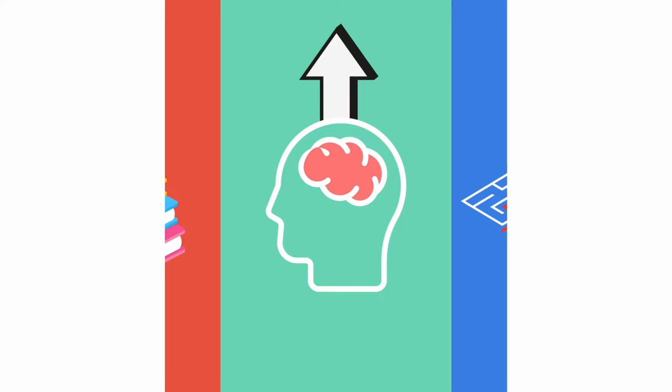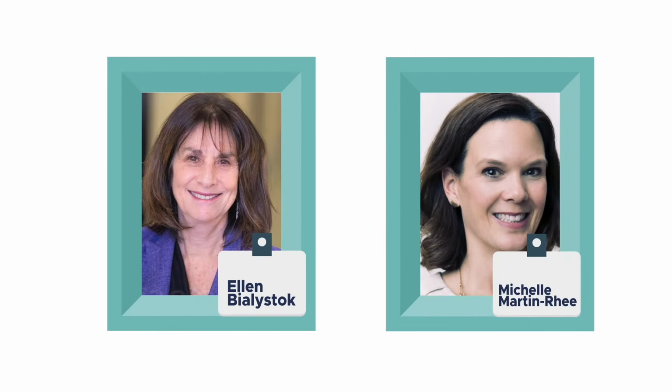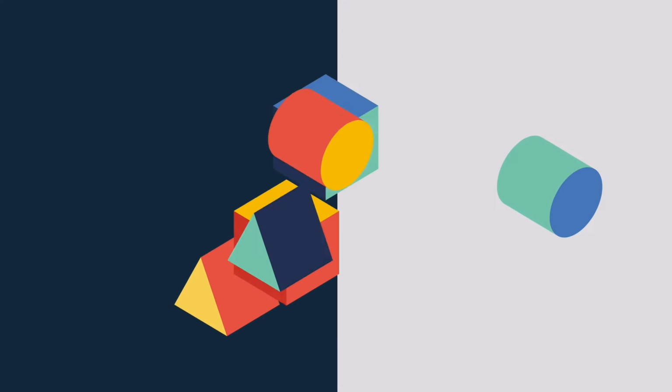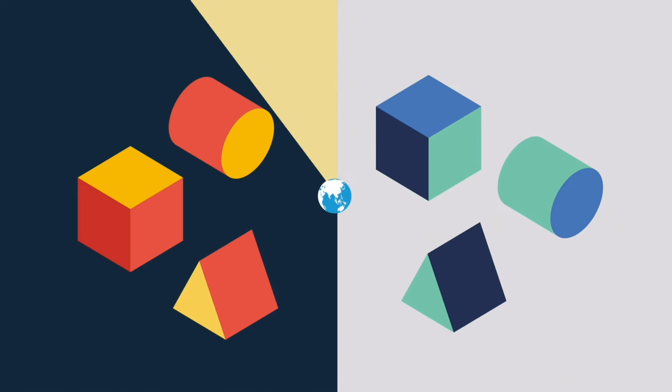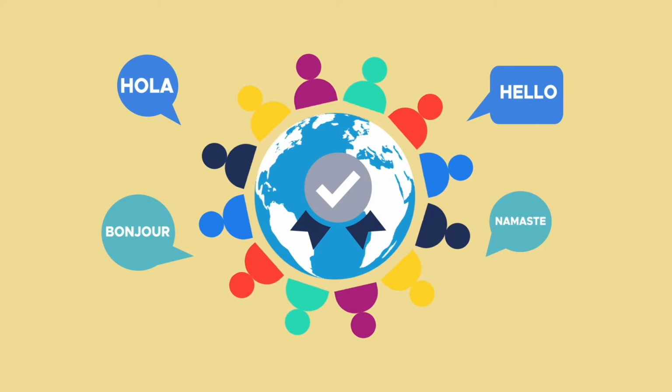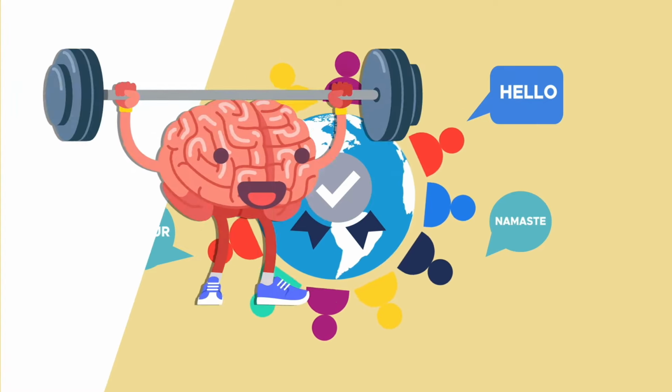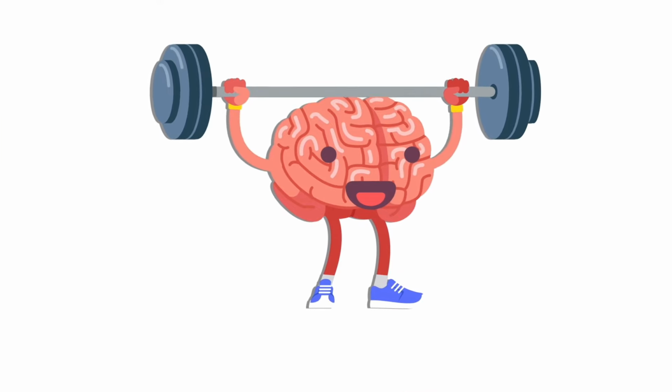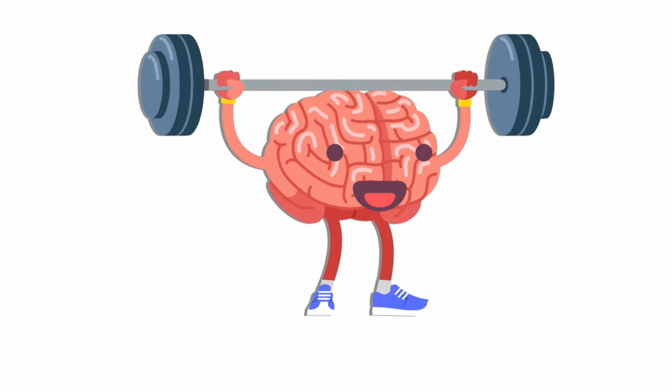In 2004, psychologists Ellen Bialystok and Michelle Martin-Rhee conducted an experiment. They invited two groups of young people, one monolingual, one bilingual, to divide a collection of objects by shape and color, and found that those who could speak a second language had greater success than those who couldn't. Bialystok's research also showed that the brains of bilingual adults are more resistant to Alzheimer's and other forms of dementia.